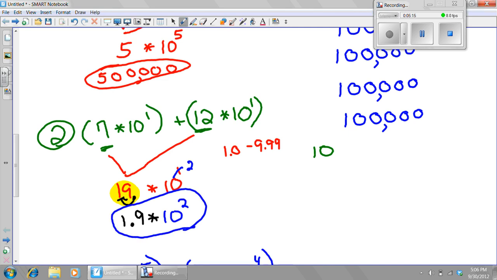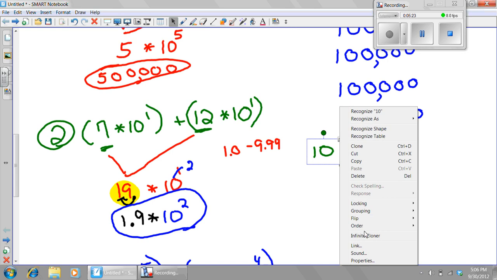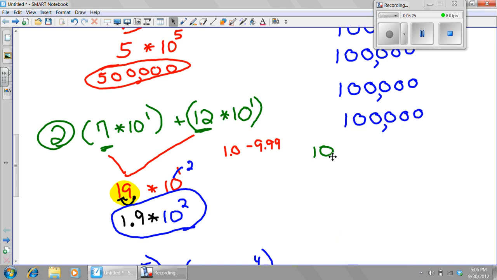Now, if you wanted to check and see if you'd done it right, 7 times 10 to the first would be 7 of these guys, right? Well, if you have 7 tens, don't you have 70? So I have 7, one more. Okay, but that's really 70, right? So I'm just going to write a 70 right here.